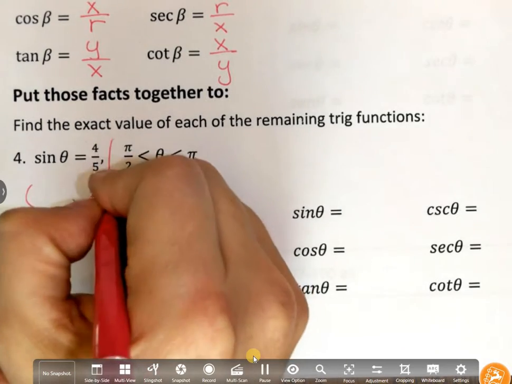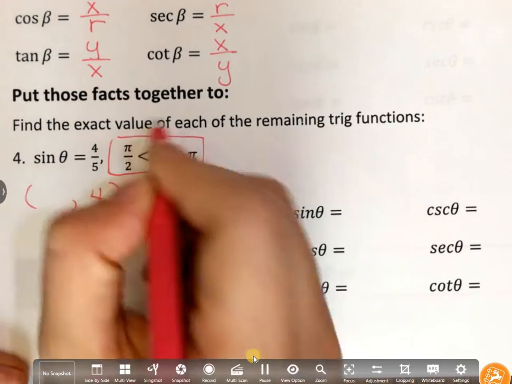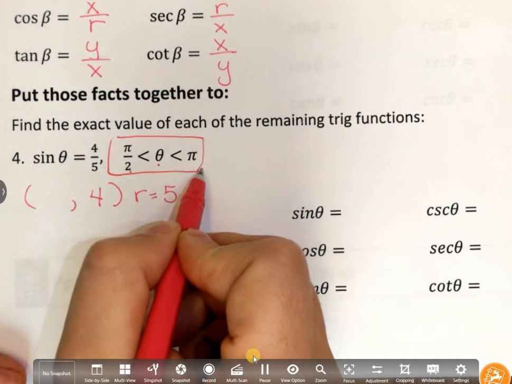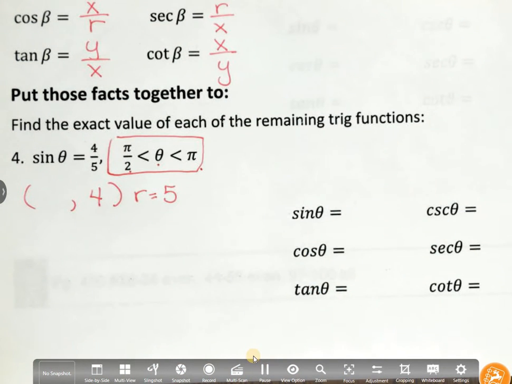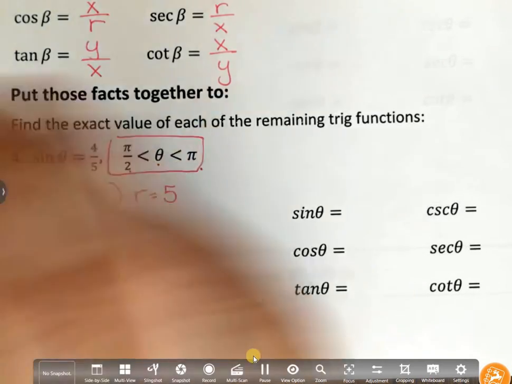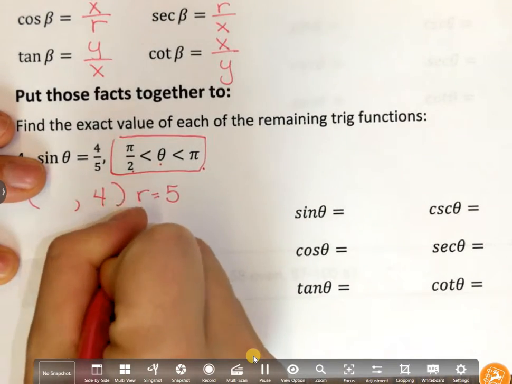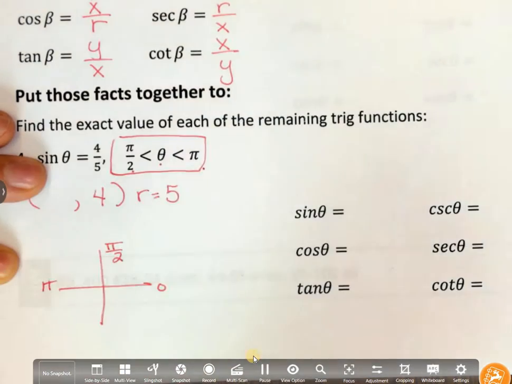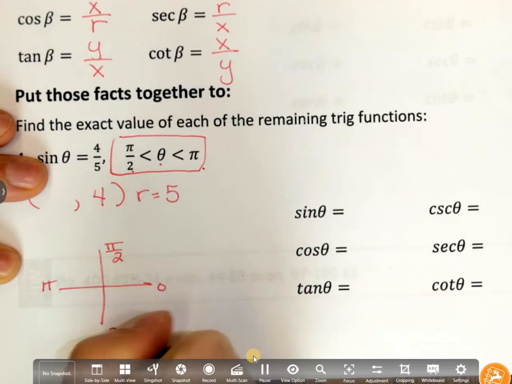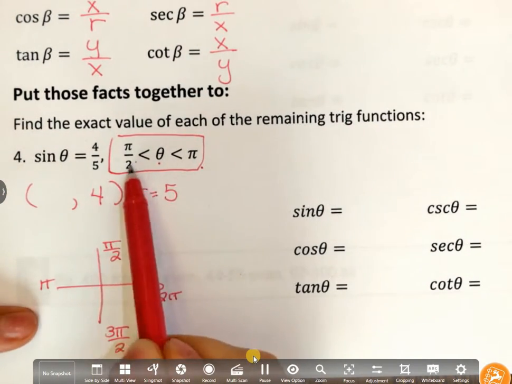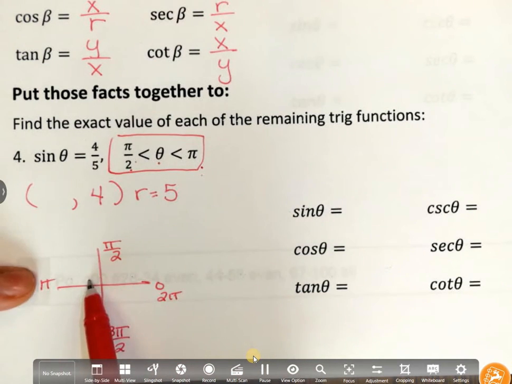Then you have this little dude right here. It tells me my angle is between pi over 2 and pi. Which quadrant is that? Right, because we go 0, pi over 2, pi, 3 pi over 2, 2 pi. If it says between pi over 2 and pi, that means I'm in the second quadrant.